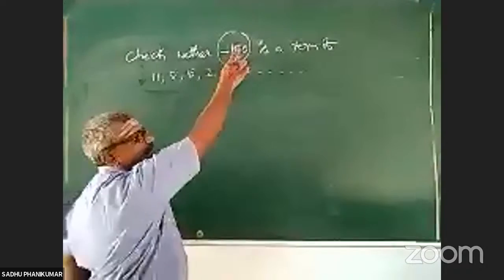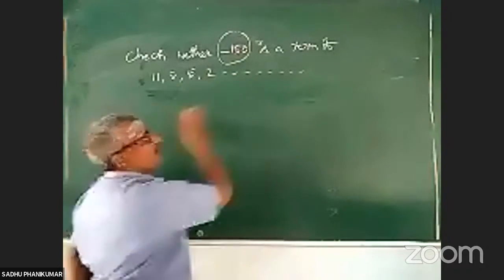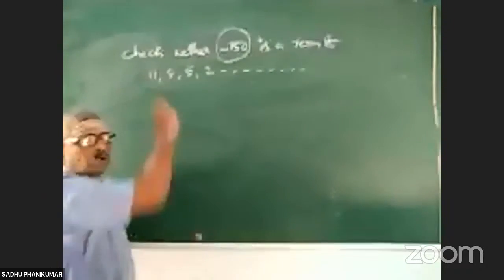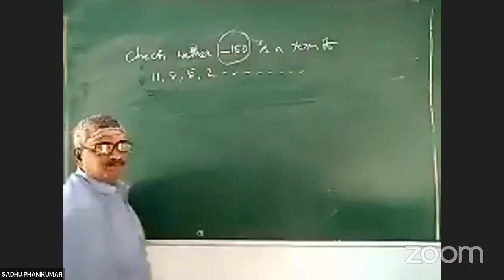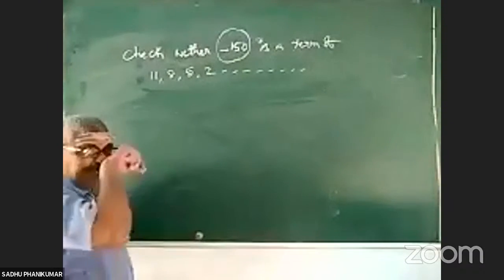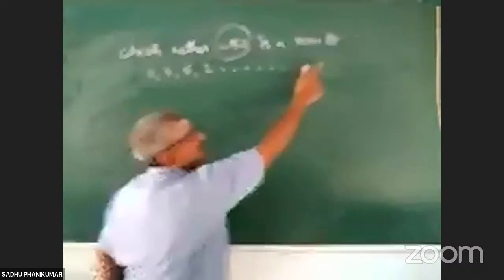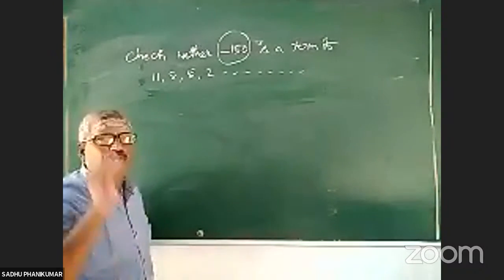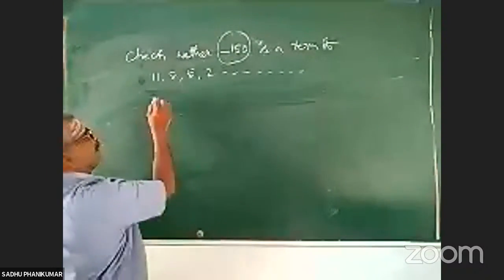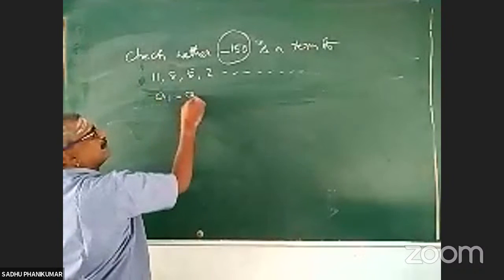Why? Because the D, the common difference value, is negative. That's why we get the negative terms. Okay, no problem. Whether minus 150 is a term of this AP or not, that we have to find. So first, what is given: A1, that is A, is equal to 11.